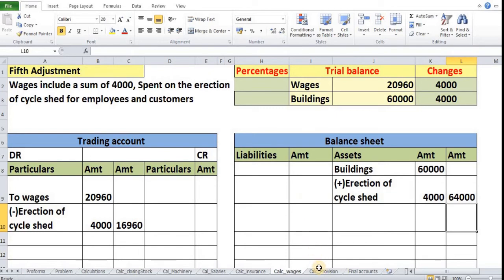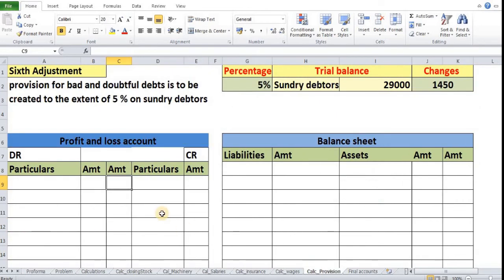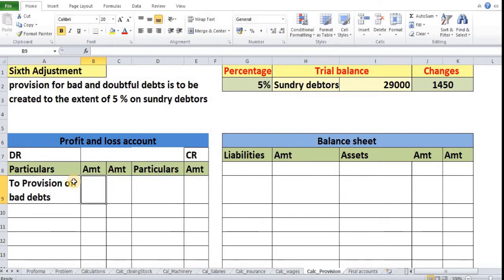Our last adjustment is provision for bad and doubtful debts is to be created to the extent of 5% on sundry debtors. Provision is always considered as expense, so we will mention provision for bad debts in the profit and loss account on the debit side. And in the amount column we will mention 1,450, that is 5% on sundry debtors amount. In other words, we can say 5% on 29,000, which comes to 1,450.